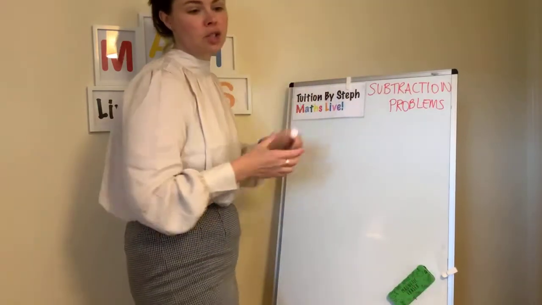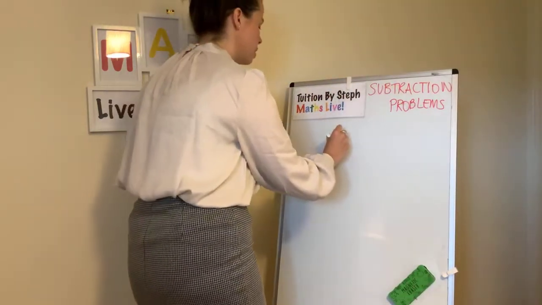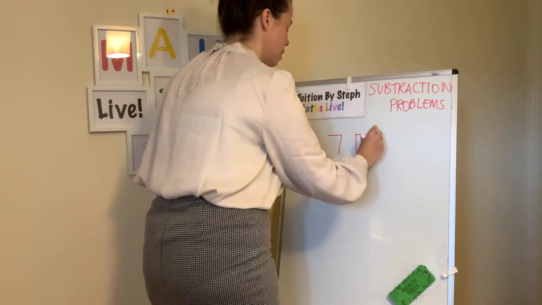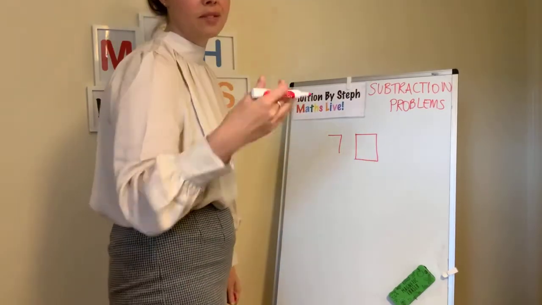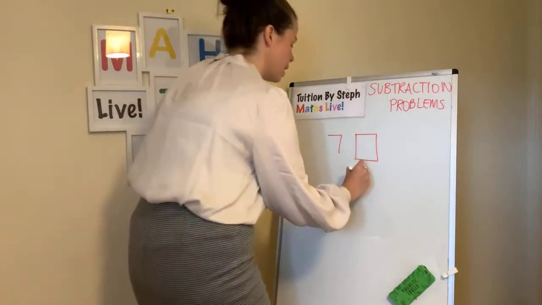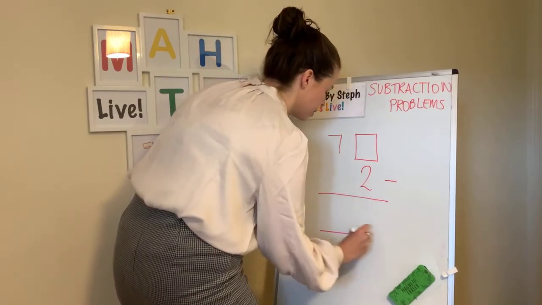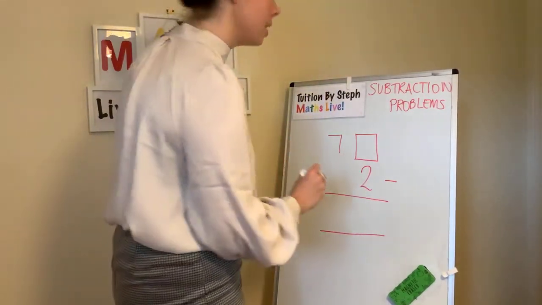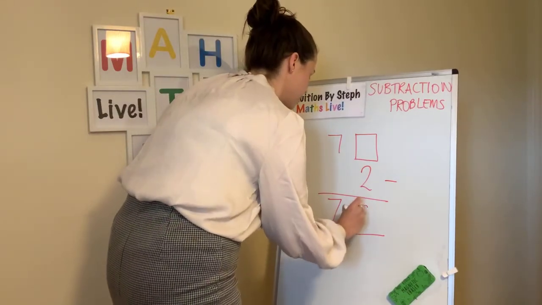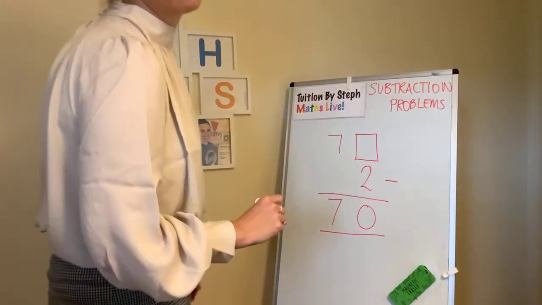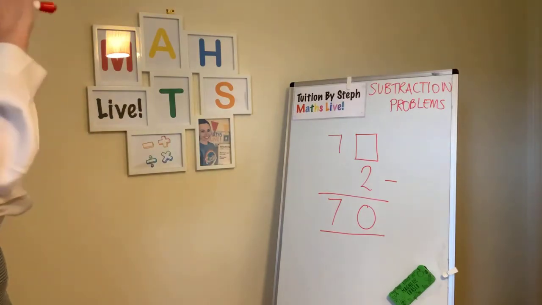Okay, let's try another one. So 7 and a blank box, so 70 something. Take away 2. Okay, and our answer is 70. Our answer is 70.